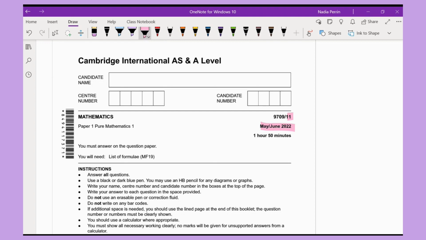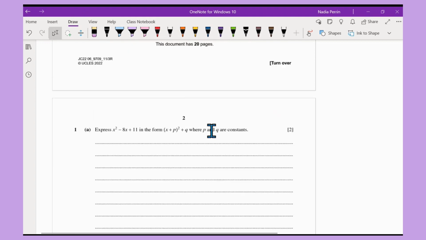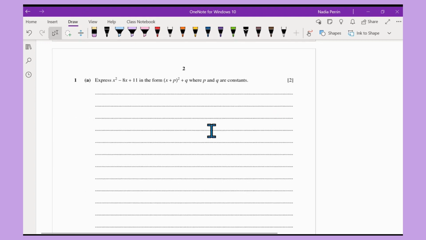Let's get going. So we're going to start with, of course, question number 1, which I thought was a really nice question to start off with, completing the square. So hopefully, if you're having trouble with these sorts of questions, I do have a tutorial on completing the square. But basically, all we do is halve this number.